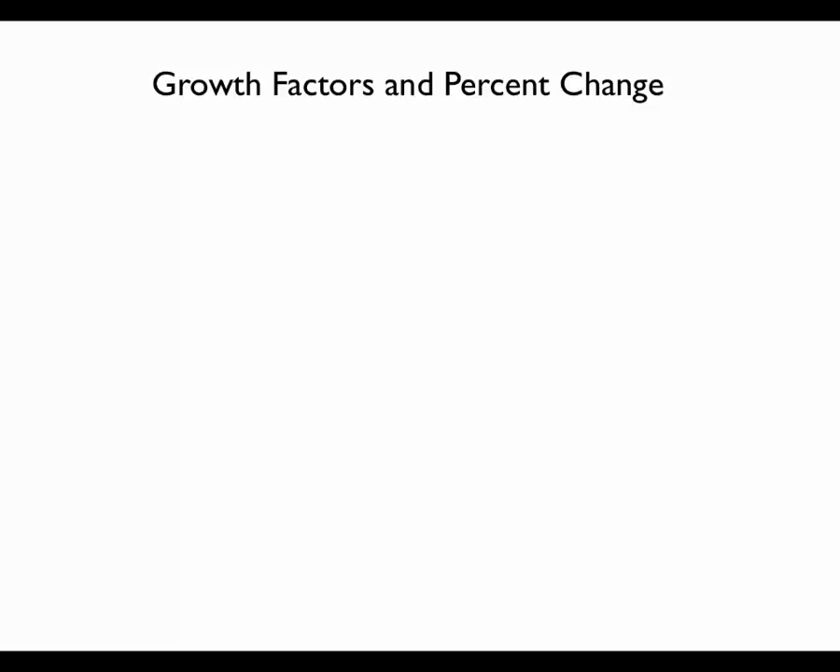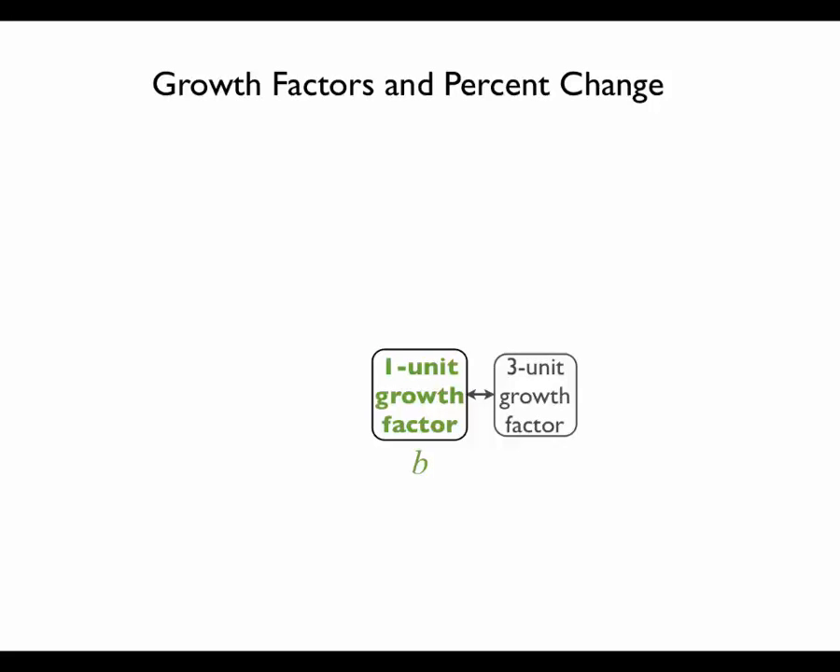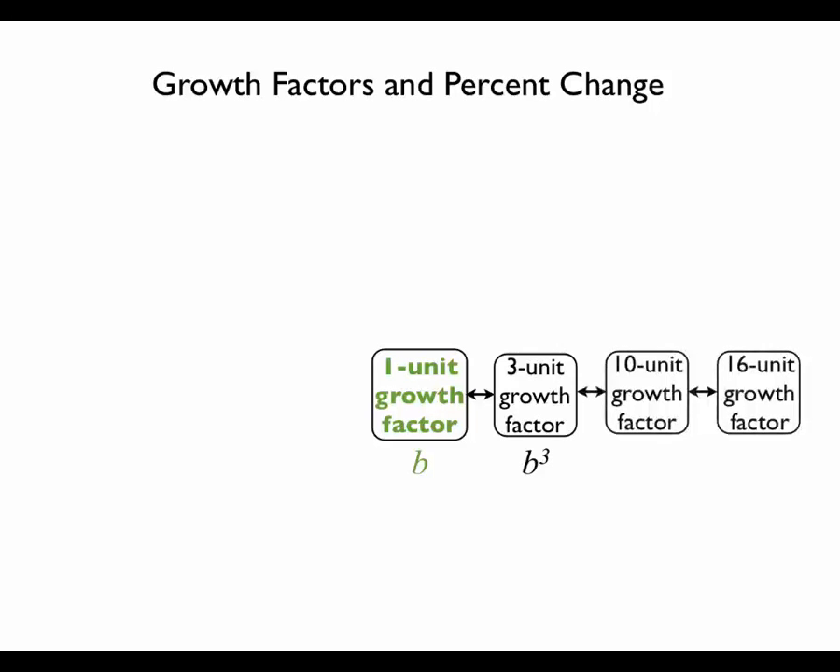So let's talk more about percent change. Okay? So we know we have the 1 unit growth factor. That could be a decay factor too, but just for our purposes, I'm calling it a growth factor. And we know that from the 1 unit, which we usually call b, we can easily get other growth factors.